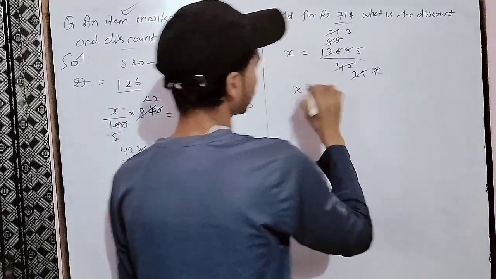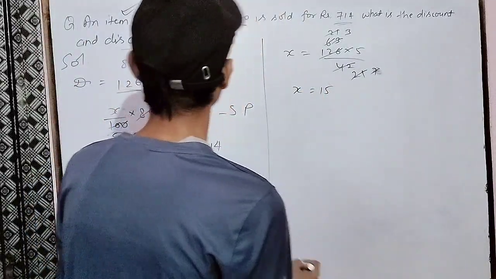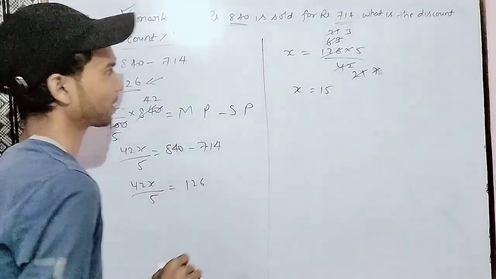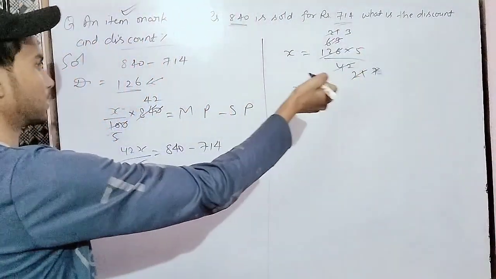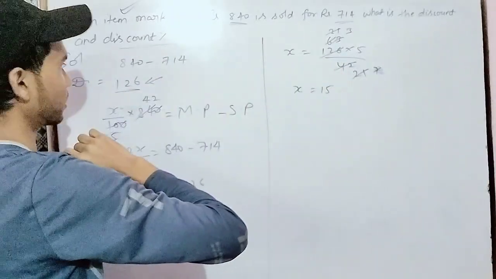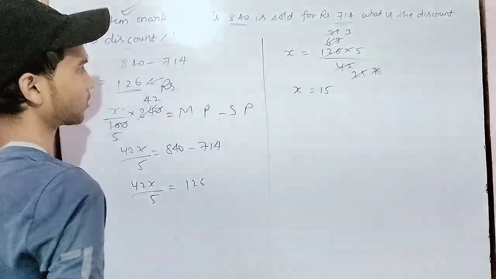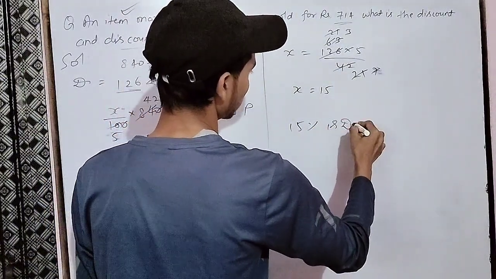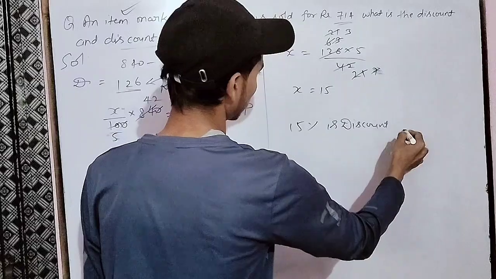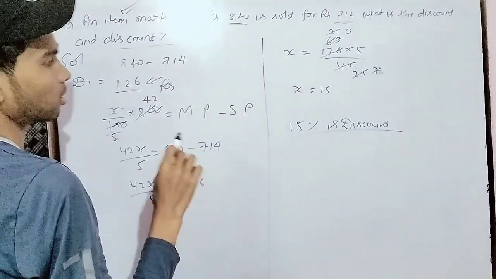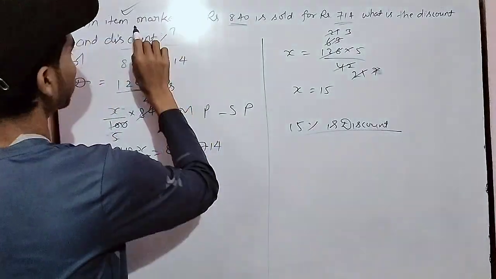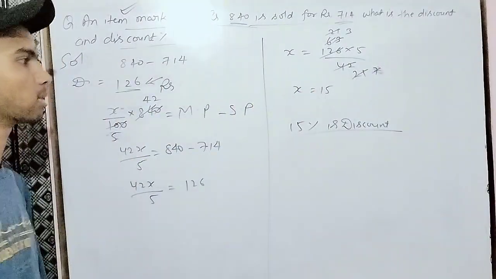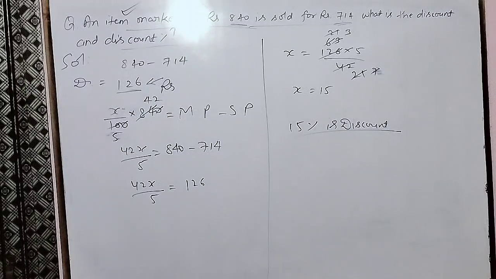So this is a percent of this. This is in percent, but this is not in percent. This is in rupees. So how much? 15% is the discount. It is a discount of the selling price. Again, how much? 15%. You can say here.